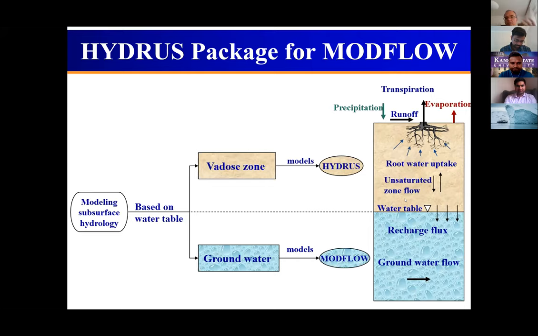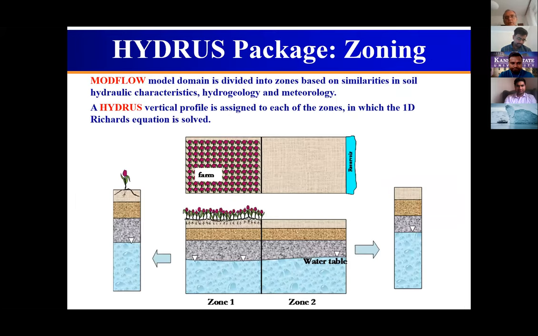And so that's what we try to do in that HYDRUS package for MODFLOW. So what do we do here? We take the MODFLOW model. Let's say it has two different domains with different processes. And then above this MODFLOW saturated flow domain, we raise the HYDRUS vertical.